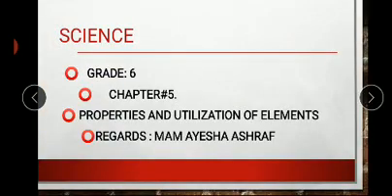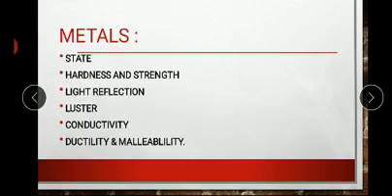Okay, now next one, grade 6. Today we are going to study chapter number 5, properties and utilization of elements, and I am your teacher Aisha Ashraf. So basically the elements are of two types. Number one, metals and non-metals. These are all the properties of metals which we are going to study: state, hardness and strength, light reflection, luster, conductivity, ductility and malleability.